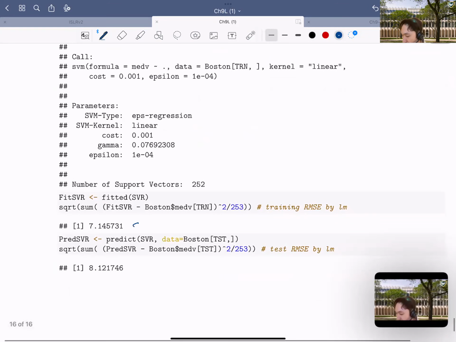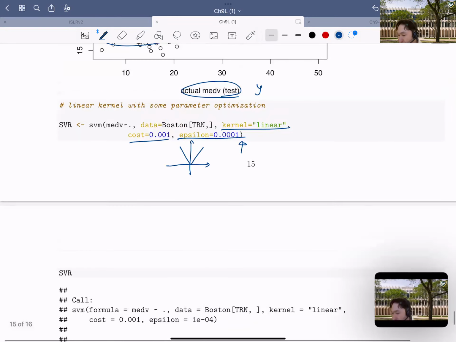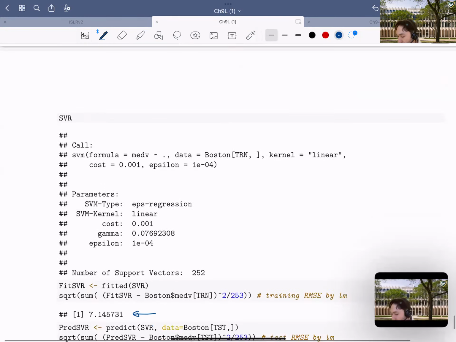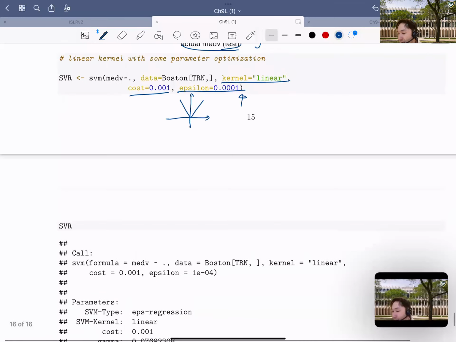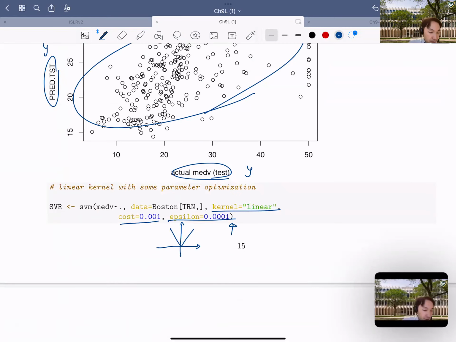Actually, the training error is this, and the test error is this. So it's still better than the linear regression. With the automatic procedure, without any variable selection, it performs slightly better than linear regression. So this is the support vector regression.